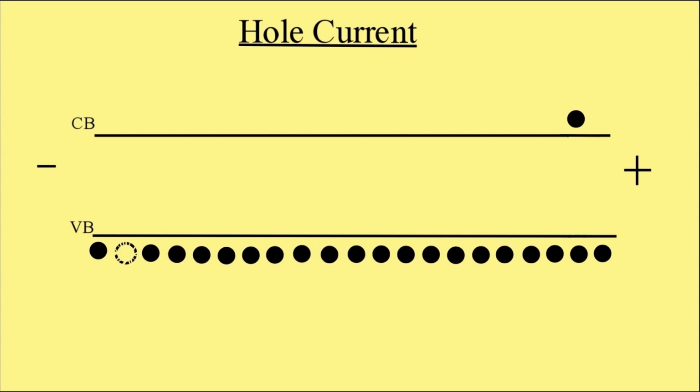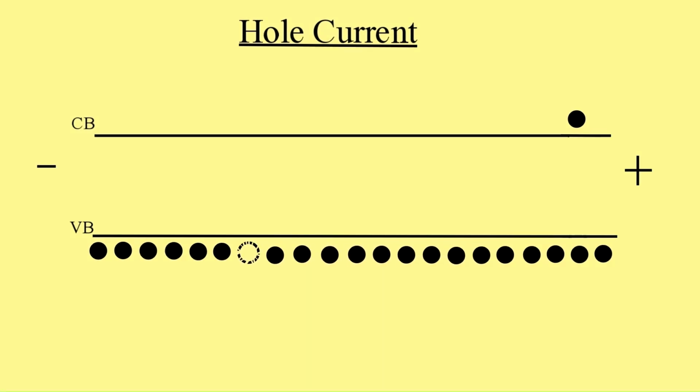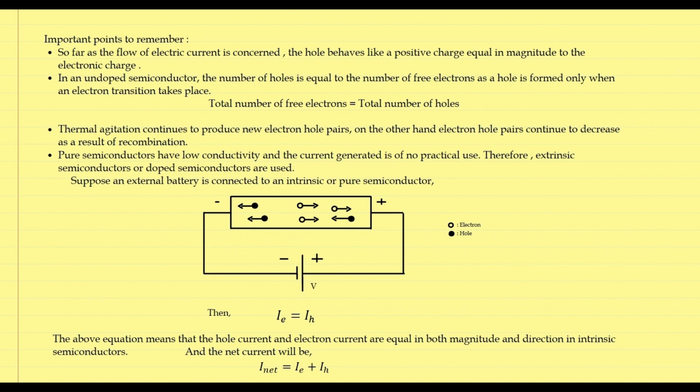As you can see clearly, even though numerous electrons are moving, it seems as if a single hole is moving, and for the same reason it is called hole current. Putting it simply, hole current is actually the movement of several electrons. So far as the flow of electric current is concerned, the hole behaves like a positive charge, equal in magnitude to the electronic charge.